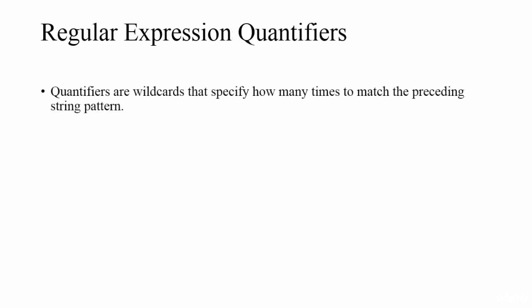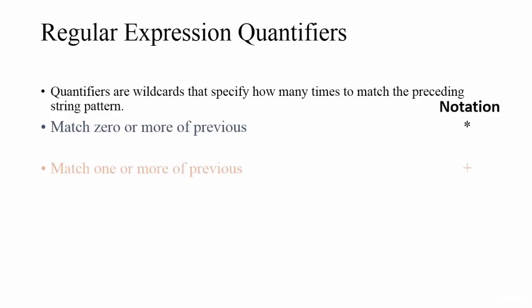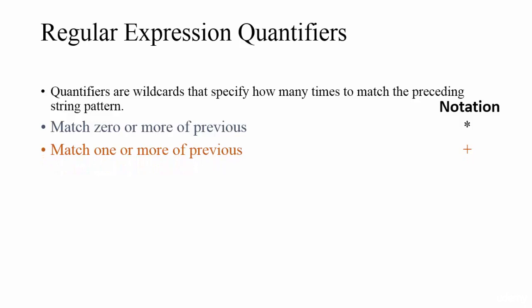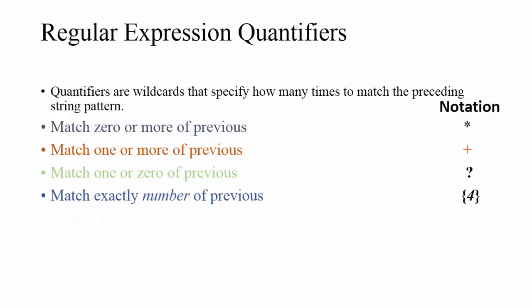Now there are regular expression quantifiers. The definition is on the screen, you can read it from the screen. But in easy wording, quantifiers are those which allow you to match the pattern. So if you need to match your string 0 or more times, you can use star. Star is a notation. And if you want to match your string 1 or more of the previous, you can use plus. If you want to match 1 or 0 times, you can use question mark. And if you want to match an exact number of the previous, you can use 4 as a number.